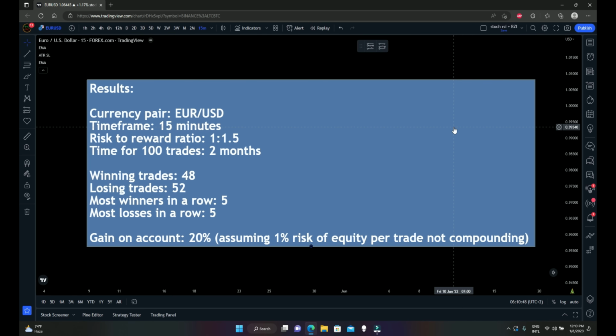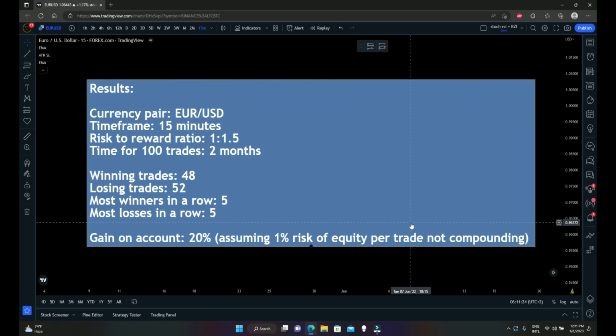All right, results are in after the 100 back-tested trades. This was tested on euro against the US dollar on a 15-minute time frame using a 1 to 1.5 risk to reward ratio. It took 2 months of price data to find the 100 back-tested trades, and out of those, there were 48 winning trades and 52 losing trades. The most winners in a row was 5, and the most losses in a row was also 5. The gain on the account, 20%, and that's assuming a 1% risk of account equity per trade and also not compounding. So this one performed pretty medium level.